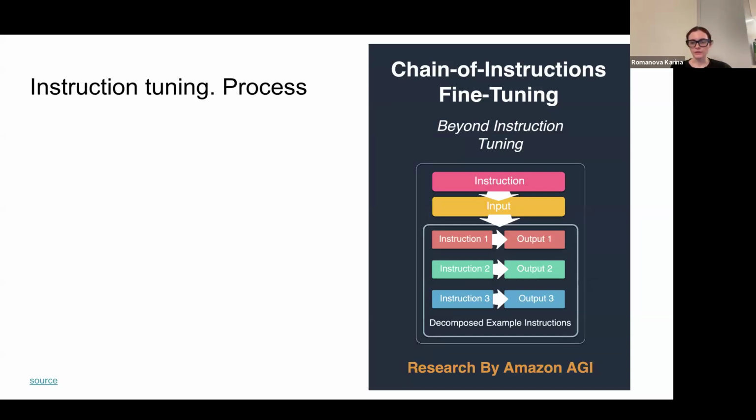Here is a visualization of the process. The structured approach ensures that large language models are not only trained on vast amounts of data, but also specifically tuned to understand and execute human instructions. By following this process, models become more adept at handling a wide range of tasks directed by users, thereby increasing their practical utility.